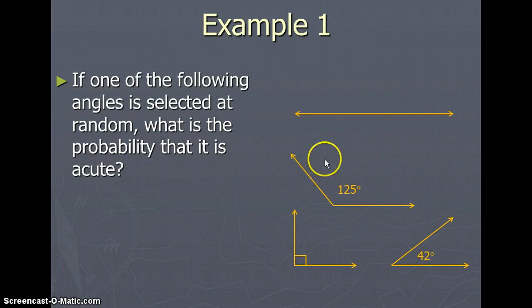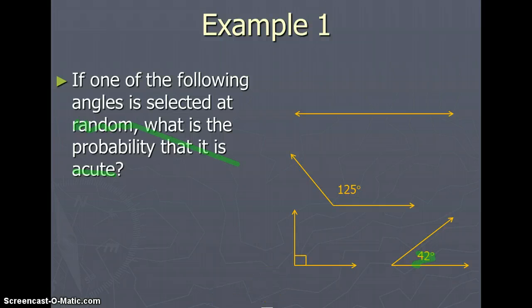So let's look at some examples here. In the first one it says, if one of the following angles is selected at random, that means we're just randomly picking one. We want to know the probability that it's acute. By definition, an acute angle is one that is less than 90 degrees but also greater than 0. So I'm looking at my 4 angles, and acute angles are winners. Well, this one's a straight angle, 180 degrees, I assume. This one's 125, so that would be obtuse. This angle's 90 degrees, so it's a right angle. This one is 42 degrees, so that's an acute angle.